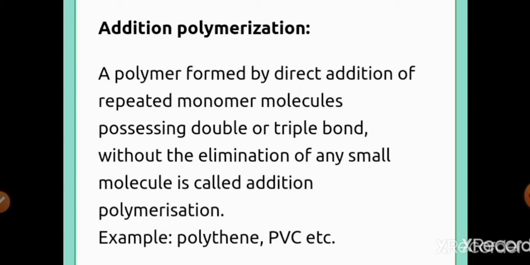Students, you already know what addition polymerization is. In this polymerization, a large number of monomers combine with each other to form a long chain product that is known as a polymer. During this process, no side product or small molecules are removed. Examples of addition polymerization are the formation of polyethylene and polyvinyl chloride. You already know how they are formed.